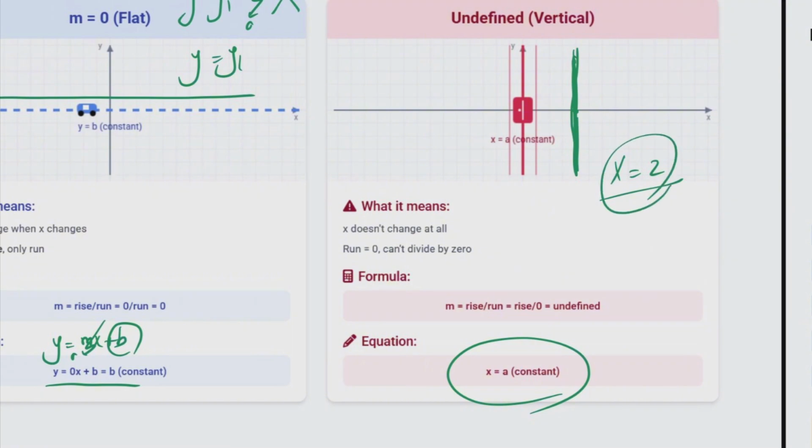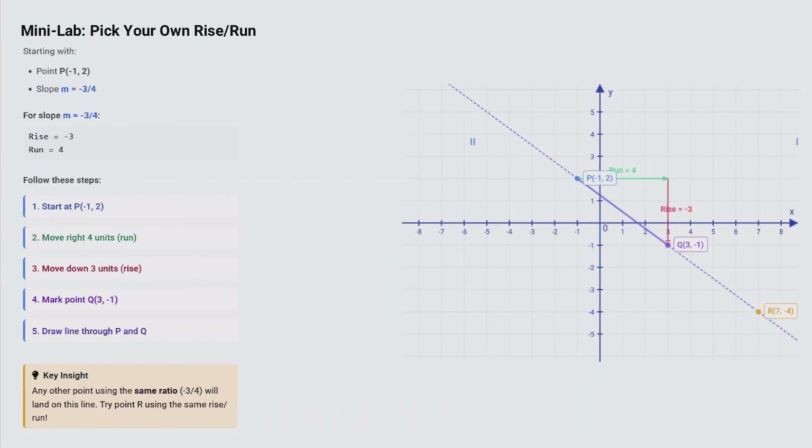On the other hand, we do have another one: y equals 3, for example. What does that mean? It means that you only have to move up on the y-axis, and after that, you draw this line. It means that despite the fact that x is changing all the time, your y is going to be constant all the time.